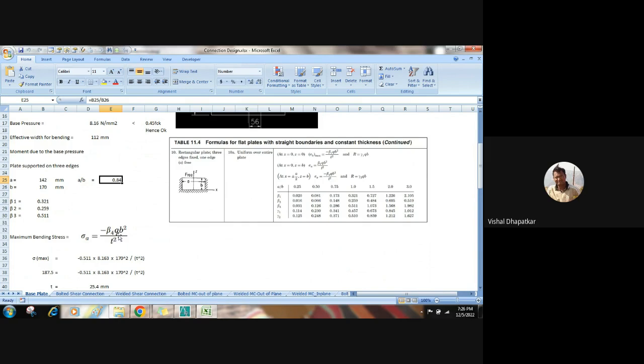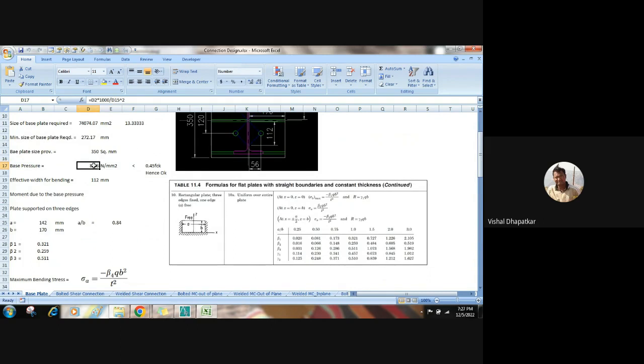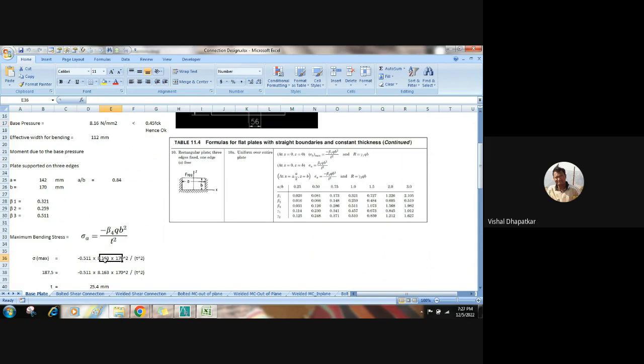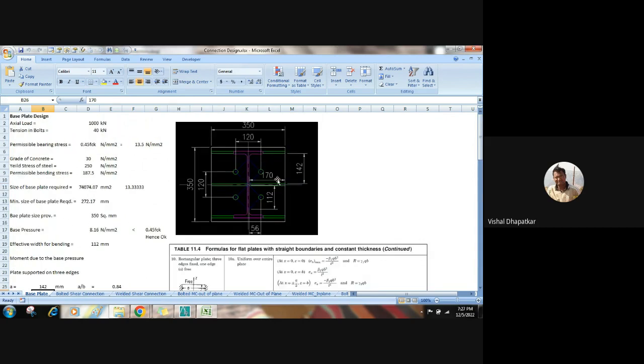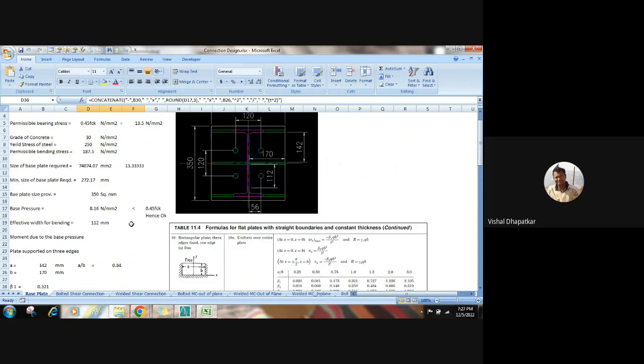So maximum bending stress will be beta times q times b square divided by t square. What is the maximum beta? This should be beta 3. So 0.511 into 8.163. What is this 8.163? This is the pressure we got from the size of the base plate and compression load. And b square is the length of the plate which is unsupported, so this is 170 square divided by t square. This is the bending stress in the plate, and the permissible bending stress in the plate is 187.5.